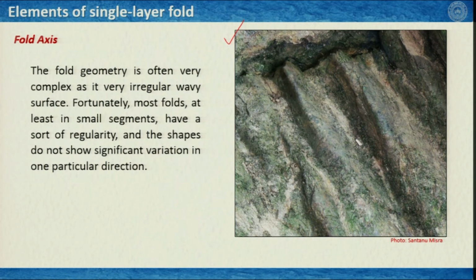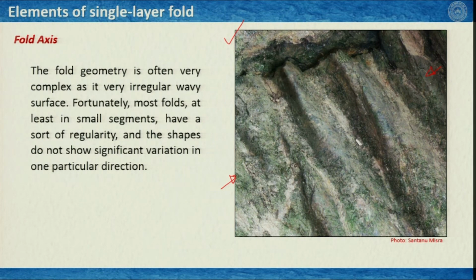Now, what we see here is the folded surface itself. With the shadows you can figure out that this layer, which was horizontal at one point of time, had a compression from these two sides, and then this layer got wrinkled or folded.